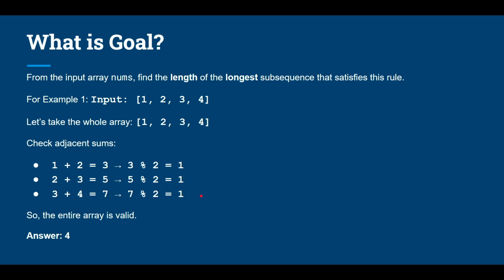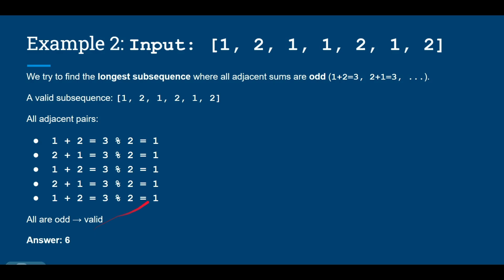Either it should come 0 or it should come 1. So the complete array is a valid array, and in this case, the answer is 4. Okay, now understand, we have been given the elements 1, 2, 3, 4, 5, 6, 7. These are the elements we have been given, and we are trying to find the longest subsequence where all the adjacent sums are odd.